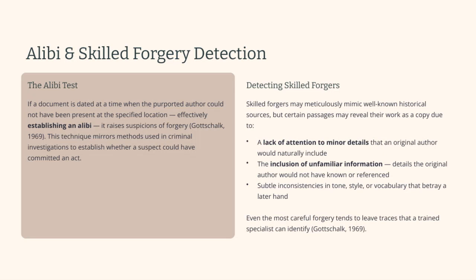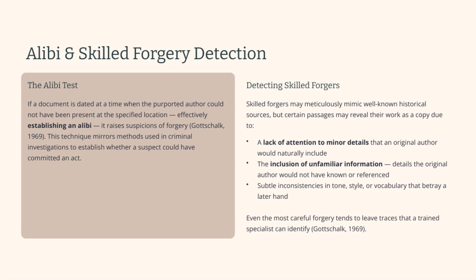Even the most careful forgery tends to leave traces that a trained specialist can identify, as Gottschalk pointed out back in 1969. These traces often show up as small details that don't quite match what the original author would have included naturally. For example, a forgery might overlook minor stylistic nuances or typical phrases, making it stand out under close examination. Another common sign is the inclusion of unfamiliar information, details that the original author wouldn't have known or referenced at the time. This can be a big red flag when experts analyze the document's content.